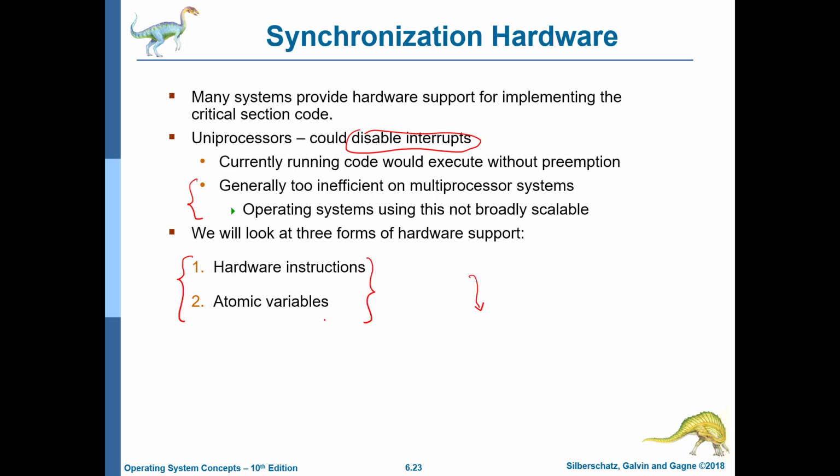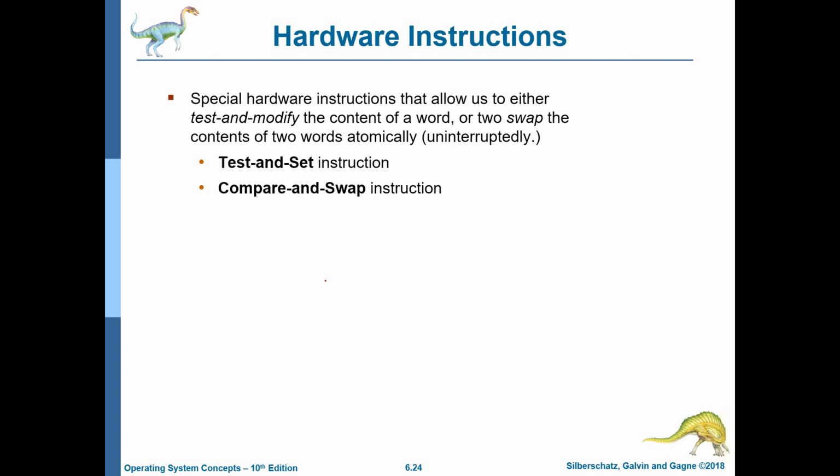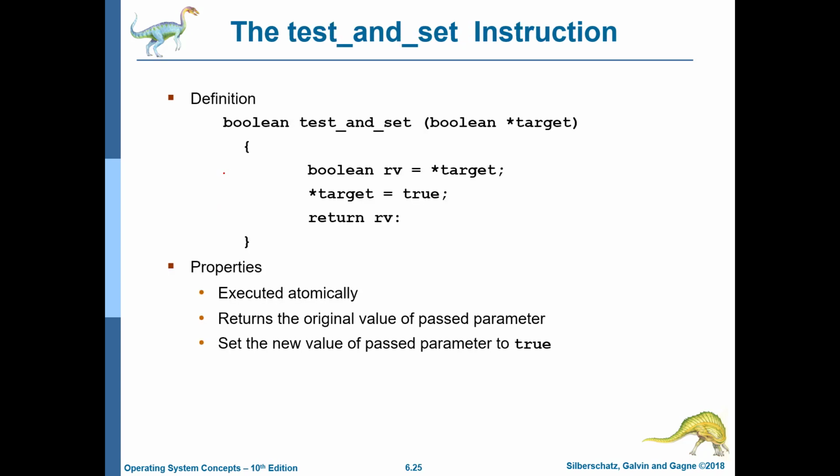We will need atomic variables and hardware instructions. So let's look at what these are. Special hardware instructions that allow us to test and modify the content of a word or atomically do a swap are required. So there are various instructions like compare and swap and test and set. So let's look at them. All these instructions appear to execute instantaneously.